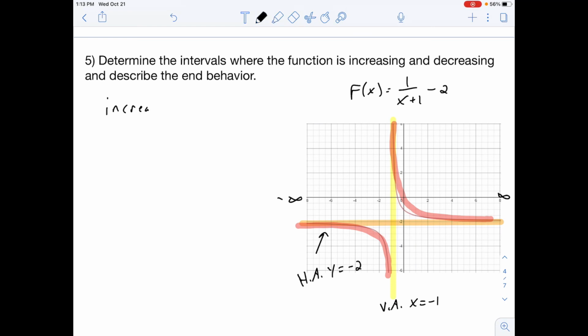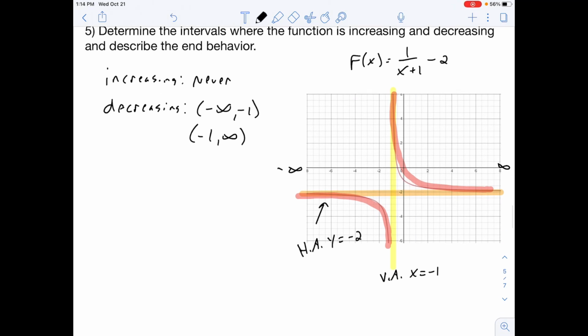Increasing is never. So increasing, never, and it is decreasing from negative infinity to negative 1, the vertical asymptote, and then from negative 1 to infinity, the other side of the asymptote, all the way to the right.